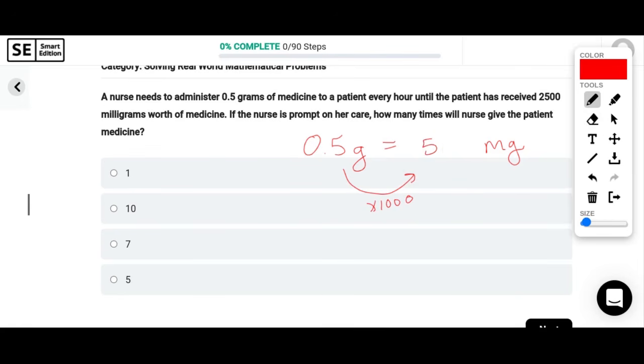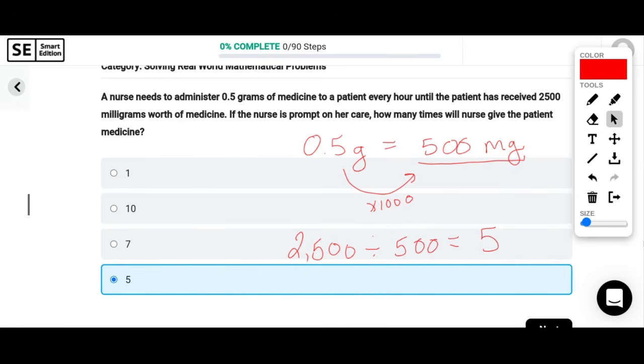Okay, so 1/2 times 1,000 is 500. So each dose is 500 milligrams, and she needs to get 2,500 in total. So I'll just take the total she needs and divide it by each dose, and plugging that in, you would get 5. So she should need to get the medication 5 times.